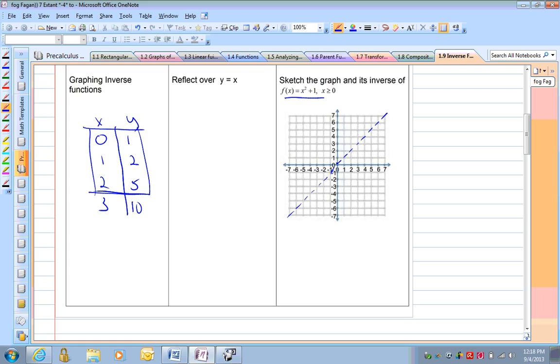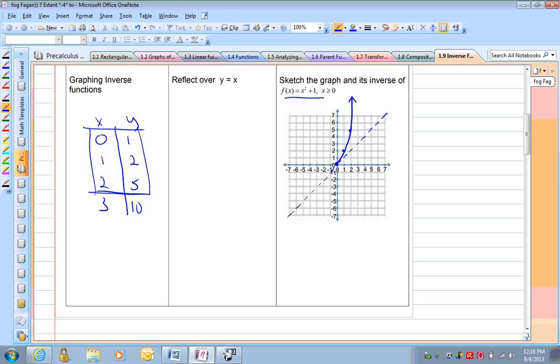All right, so let's graph those. So we have 0, 0. We have 1, 2, and we have 2, 5. Okay, remember this is part of a quadratic, so our graph looks something like this. Something like this.